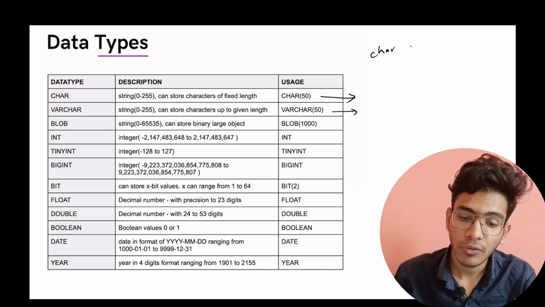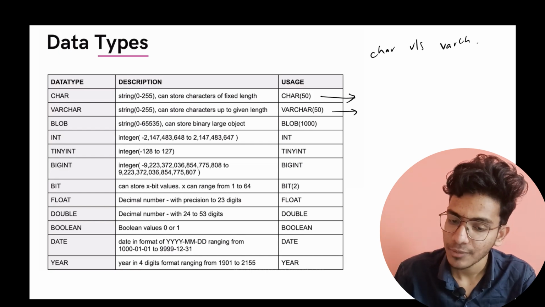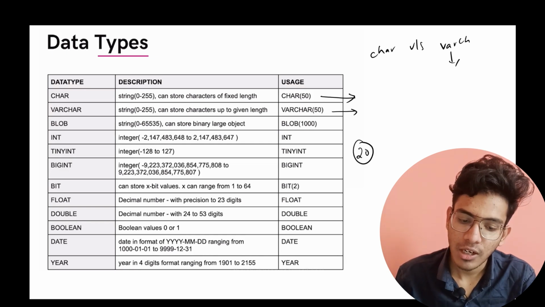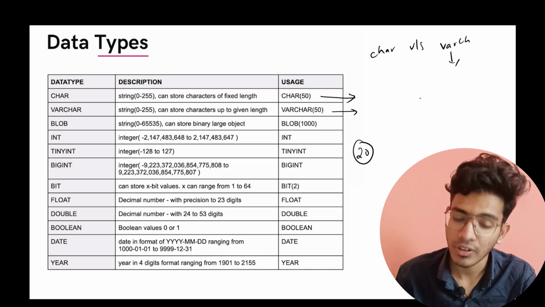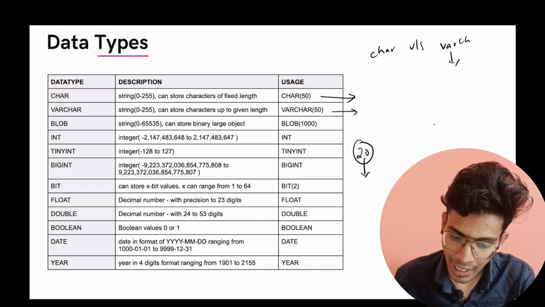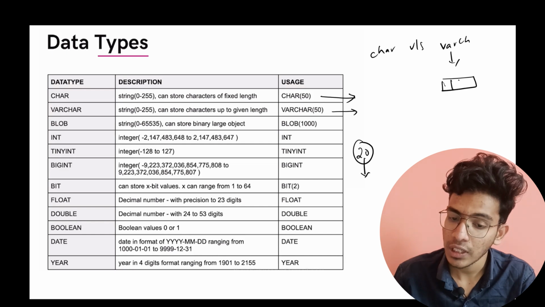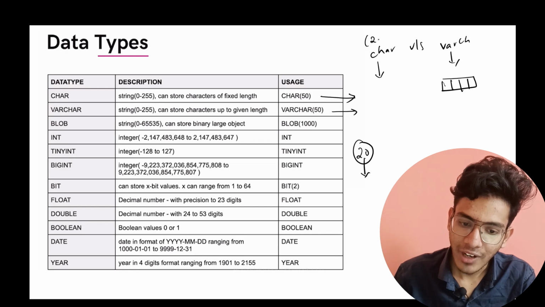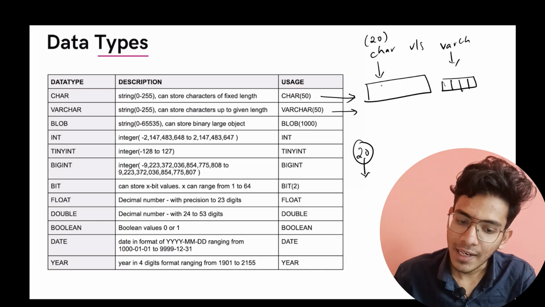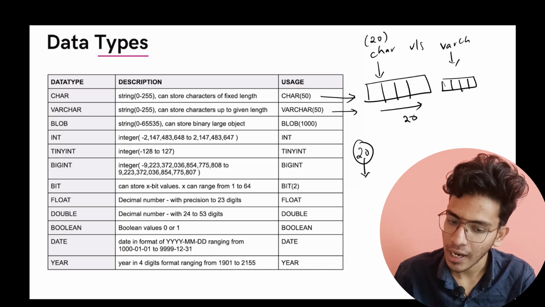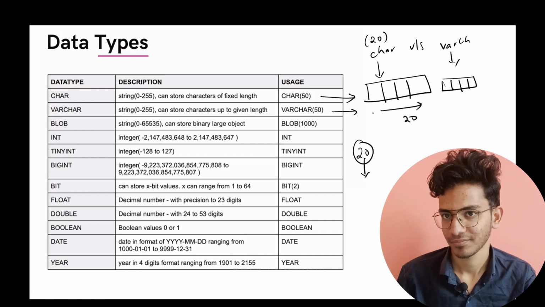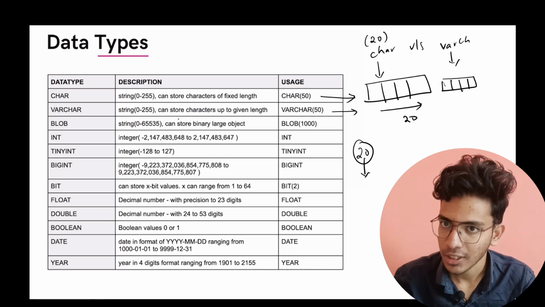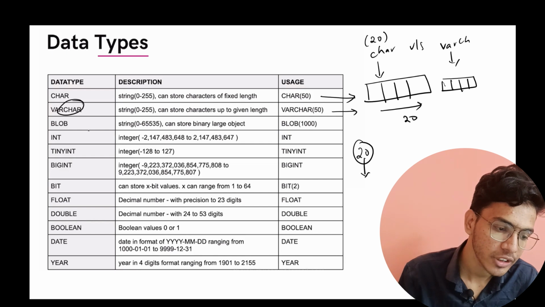And the difference between char and varchar is that varchar is more dynamic. For example, let's say I am creating a varchar of size 20, but I am storing only 4 characters. Then varchar will create an array of 4 characters. But in char, if I am creating a size of 20, then in memory I have to create an array of size 20. So here char is more static, varchar is dynamic. That is why in most cases we will use varchar.